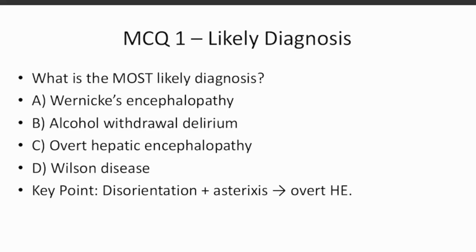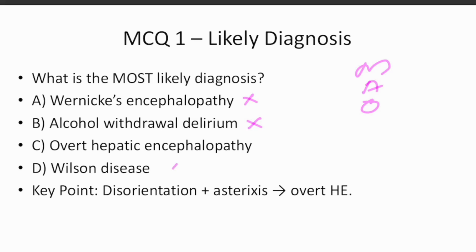I request all of you to take a bit of paper and write down the answer. So what is the most likely diagnosis? Is it Wernicke's encephalopathy? Very unlikely, because Wernicke's encephalopathy presents with the triad of mental changes, ataxia, and ophthalmoplegia. Alcohol withdrawal delirium usually occurs with tremulousness, hallucinations, and behavioral abnormalities around 72 hours after the stopping of alcohol.